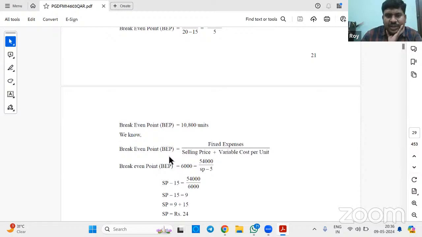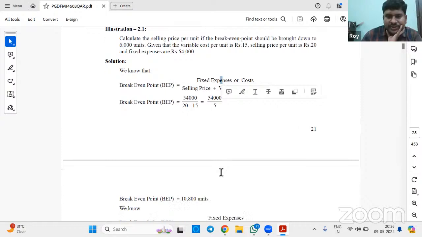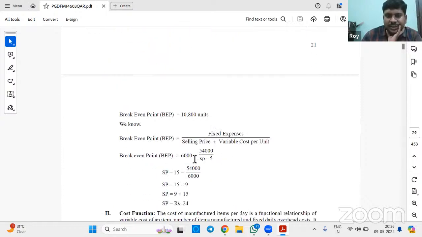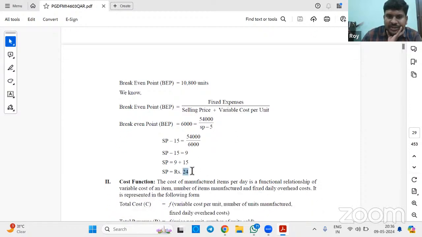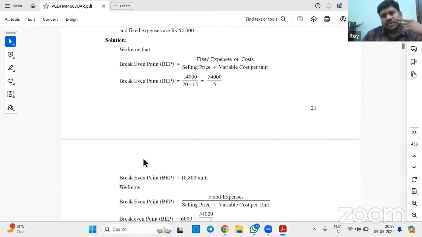To know the break-even point, the question is how can I bring it to 6,000 units? What should I do? Again, break-even point 6,000 is equal to fixed expenses, which I know, divided by selling price, which I need to find. Now 6,000 is equal to 54,000 divided by selling price minus 15. Selling price is 24 rupees. If I put the selling price as 24 rupees, then I can get the break-even point to 6,000 units.